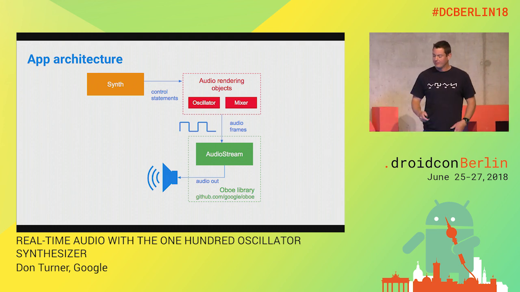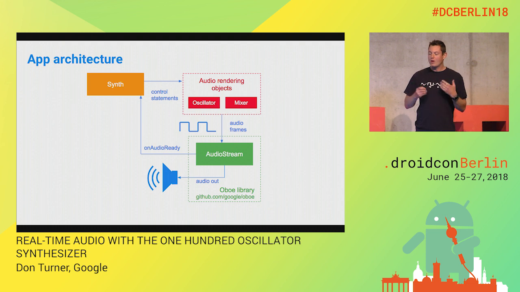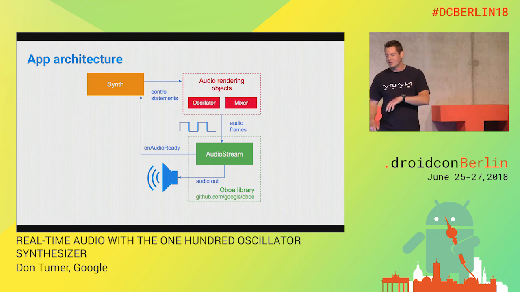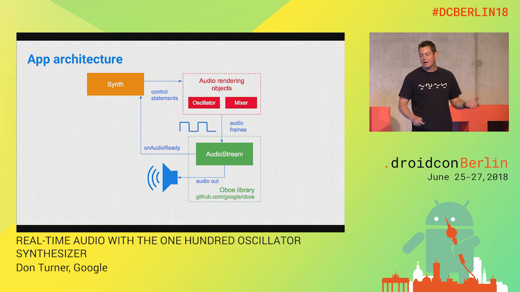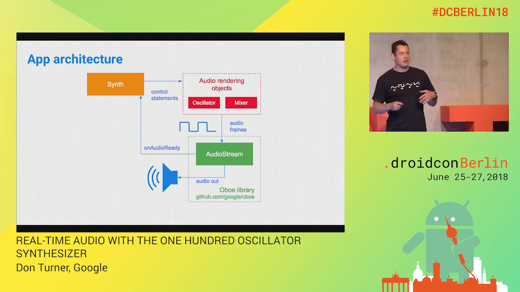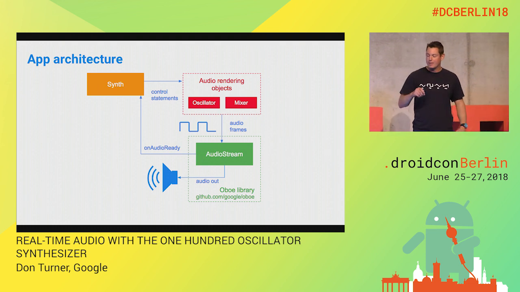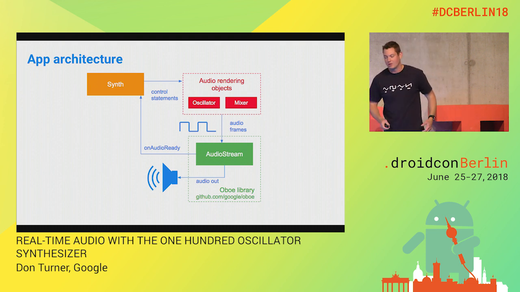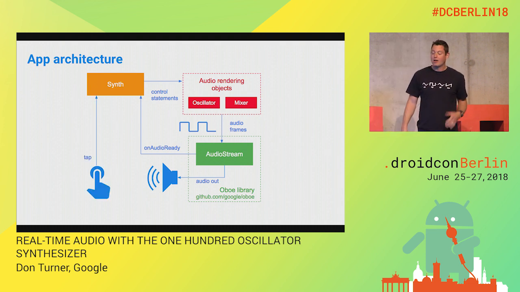which will be fun. Now, when the audio stream needs more data, it's going to give us a callback. And this callback is onAudioReady, and it's basically the audio stream saying, hey, send me more data. So we have this callback loop of the audio stream wanting more data, and then we render more data into that audio stream. And lastly, we have a tap event, and that's going to trigger our rendering objects on and off.